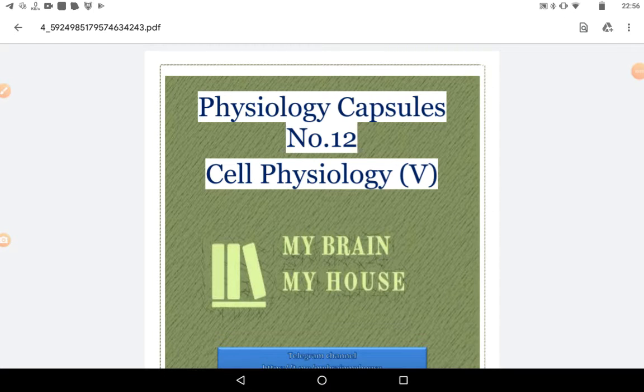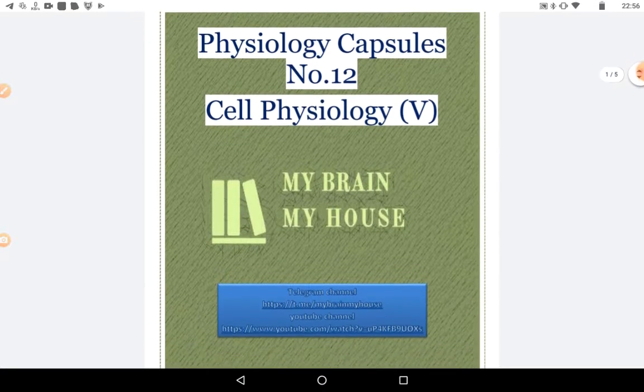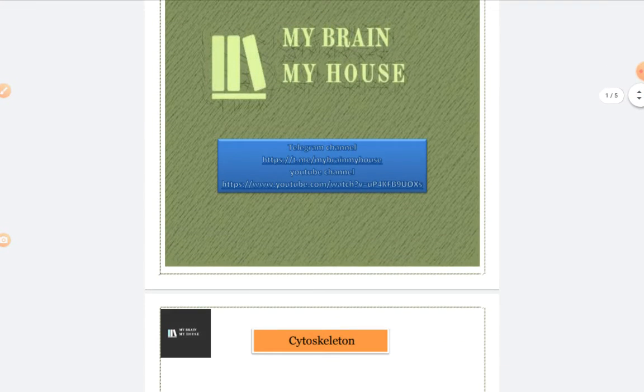This is Physiology Capsule Series number 12, Cell Physiology number 5. Today we're going to talk about the cytoskeleton, the backbone of the cell.